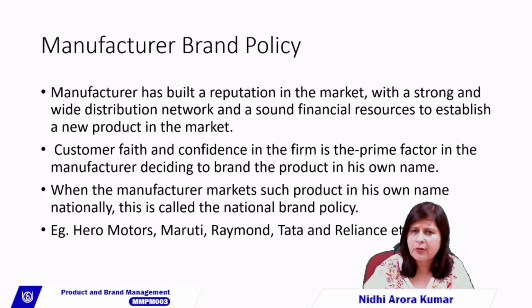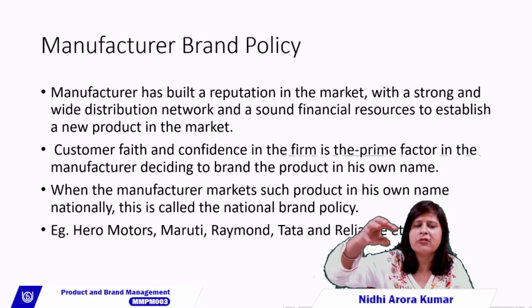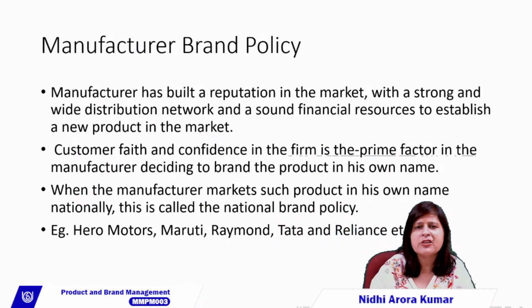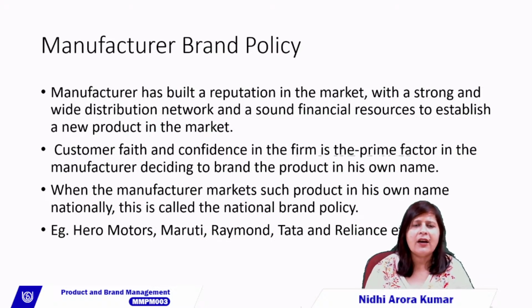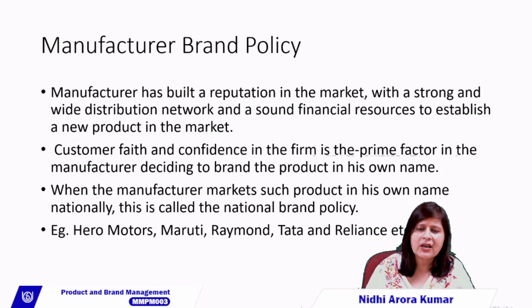When the manufacturer distributes or markets the products nationally with its name, then that product is known as the national brand policy. Examples are Hero Motors, Raymond, Tata, Reliance, right? Tata or Reliance sell their product with their own name because they have a reputation in the market, they have a strong and wide distribution, and their financial positions are quite sound, right?